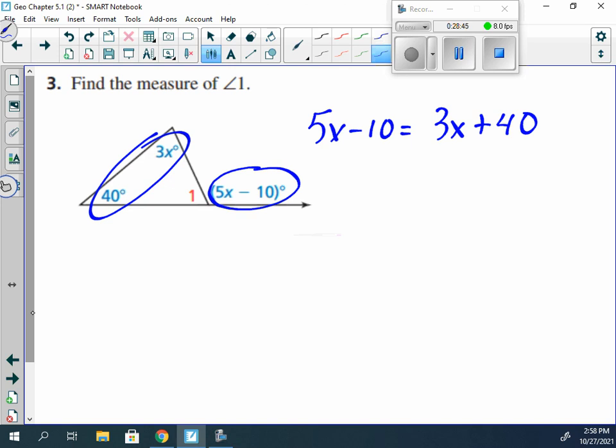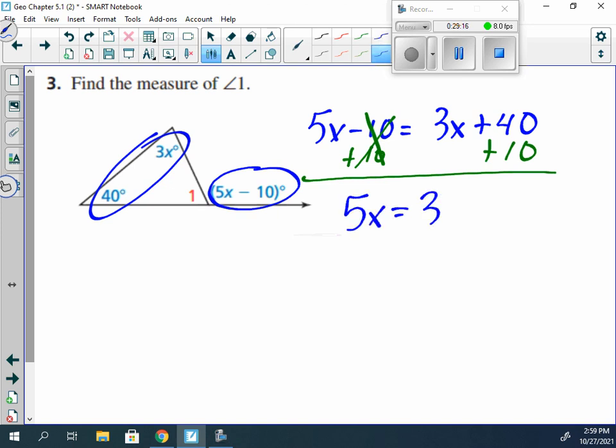So, are there any like terms on either side? Because 5x and 3x are like terms, yes? Are they on the same side of the equal sign? No. And the 10 and 40 are like terms, but they're on opposite sides of the equal sign. So we need to actually go on and start solving for x and get x on the same side. We can add 10 to both sides or add 10 to 40. Negative 10 plus 10 would cancel out and give us 5x is equal to 3x plus 50.